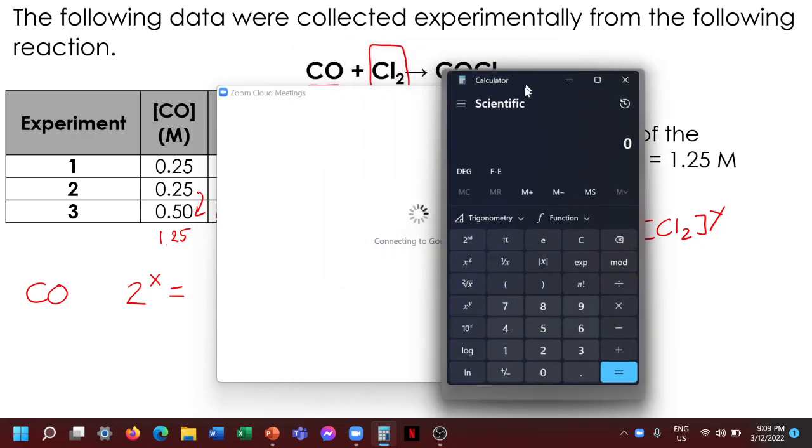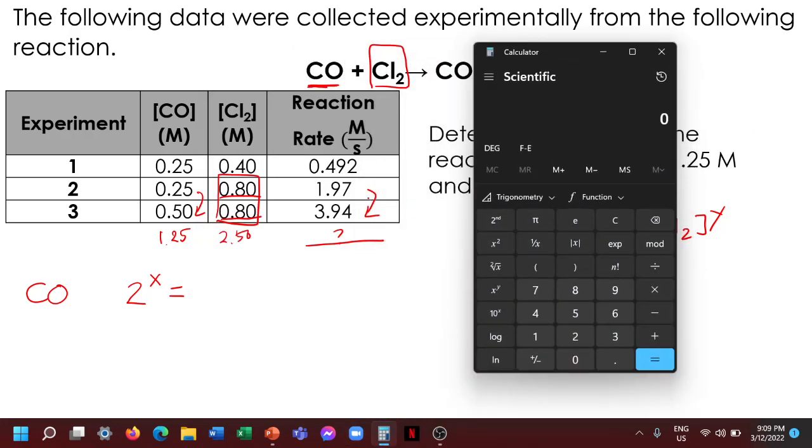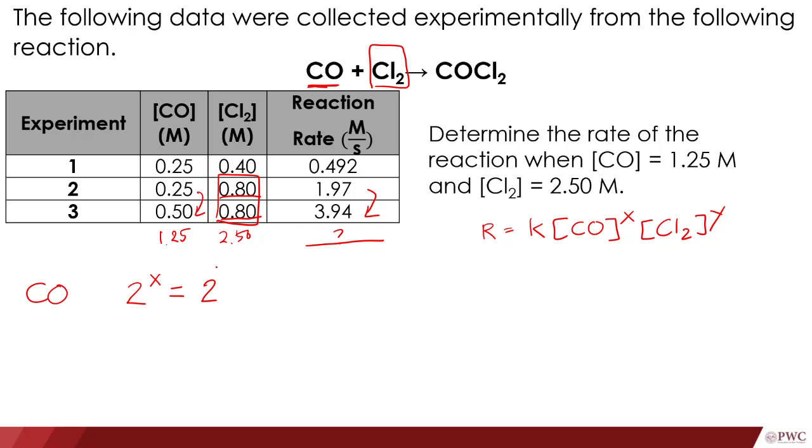Okay, so again, from 1.97 to 3.94. 3.94 divided by 1.97, that's 2 times. So in this case, that's equal to 2. So here, if 2 to the power of x is 2, then what is x here? x is obviously 1. So the order of the reaction with respect to CO is equal to 1. So again, this x is equal to 1.